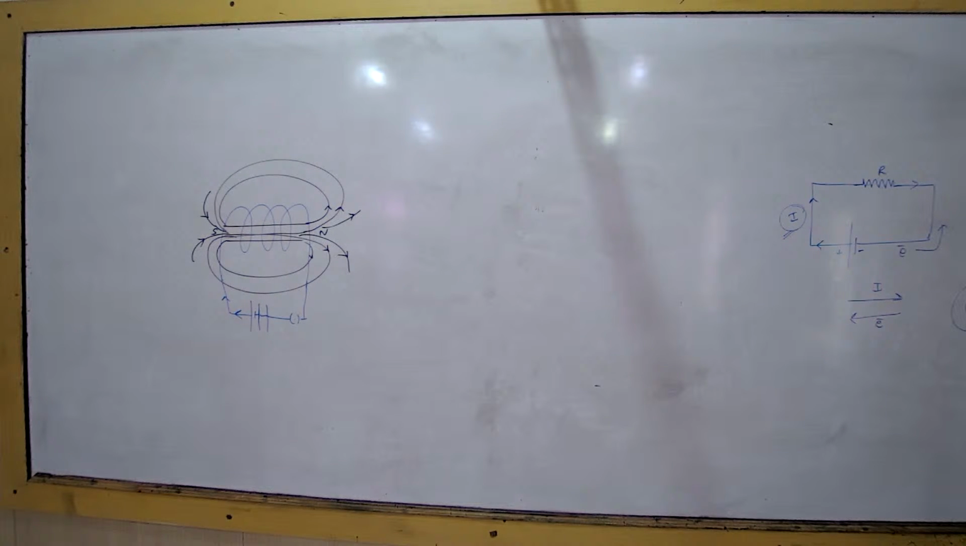Last point. Conventionally, in an electric circuit, the direction of electric current is taken as opposite to the direction of the flow of electrons.